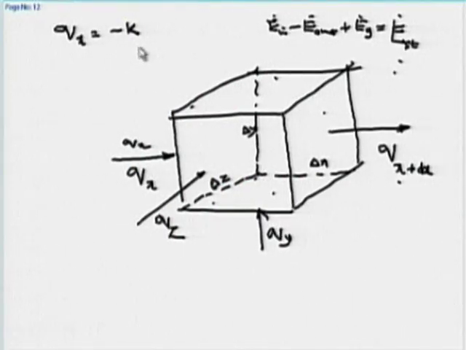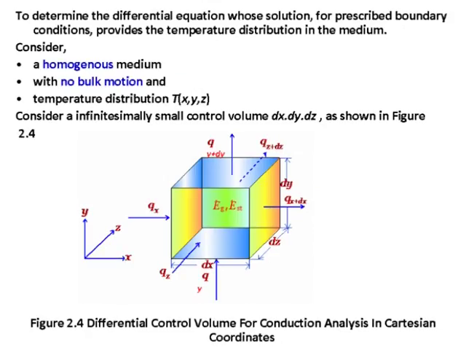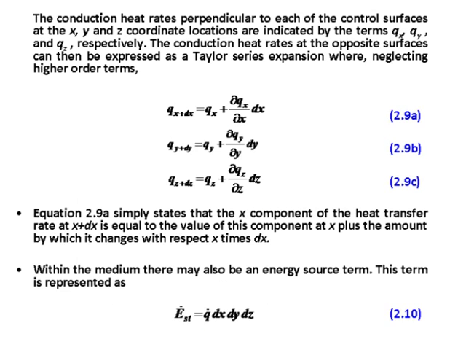So, what is q x? Q x equal to minus k, what is the area? Area is delta y delta z, into del t by del x, that is my q x. So, I am now switching back to document. I can use this transparency. So, I have q x, which I wrote as minus k delta y delta z del t by del x, and for q x plus d x, here I have written q x plus del q x by del x into d x.